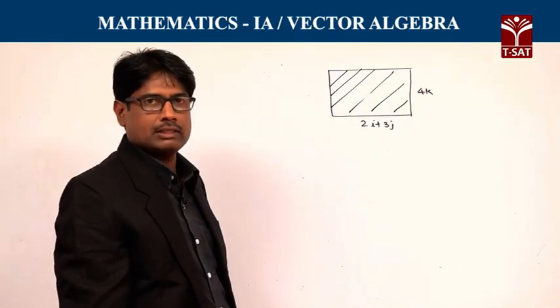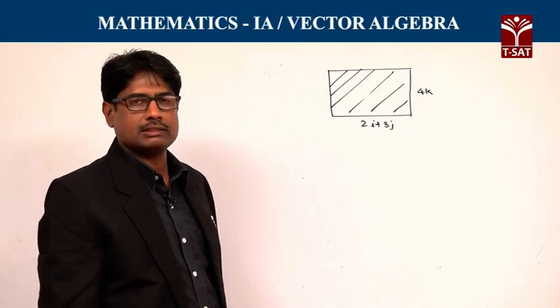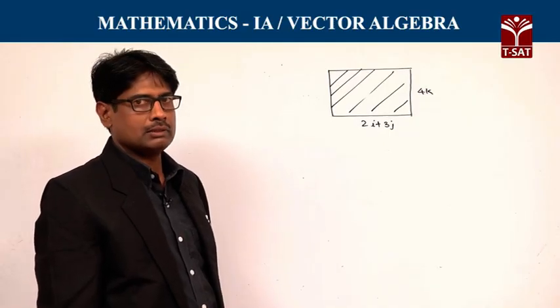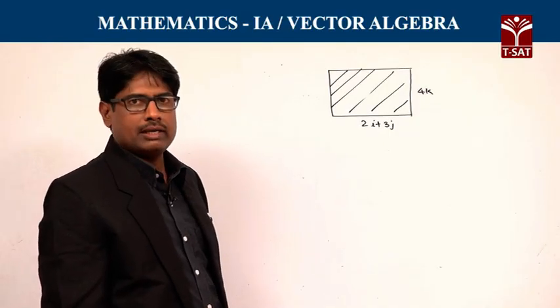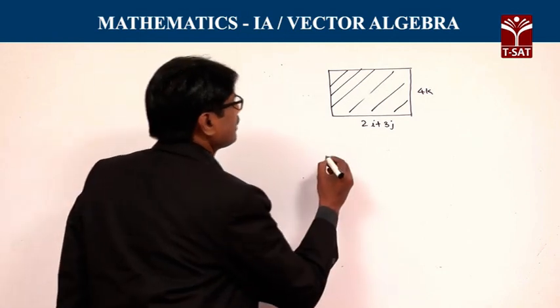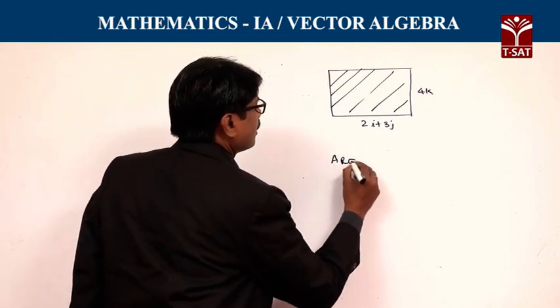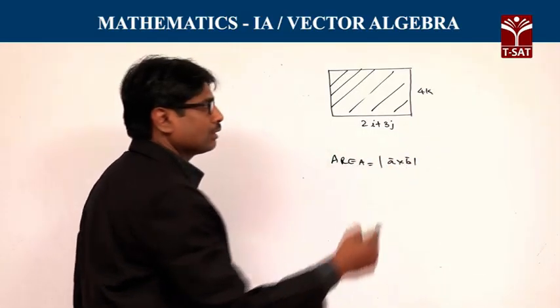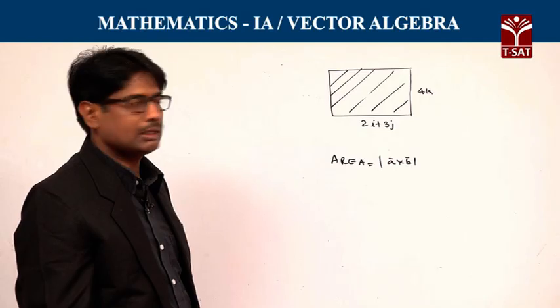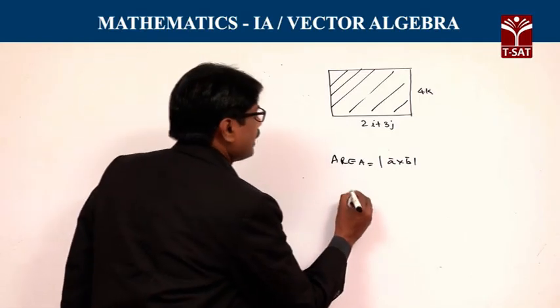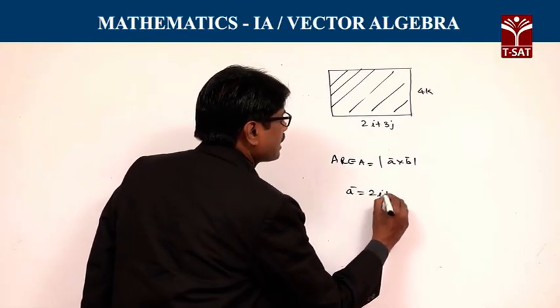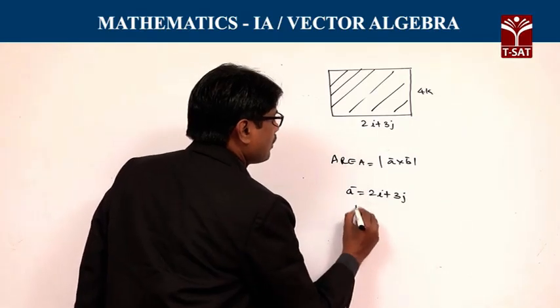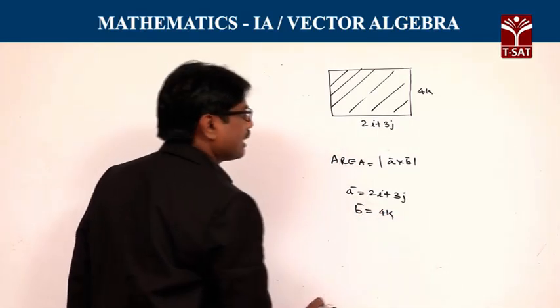Just now we have discussed, if a bar and b bar are the adjacent sides of a parallelogram, the area of the rectangle will be equal to the magnitude of a bar cross b bar, where a bar and b bar are the adjacent sides of the parallelogram and the rectangle. So a bar is equal to 2 times i bar plus 3 j bar and b bar is equal to 4 times k bar.